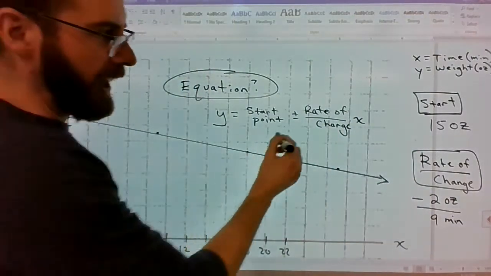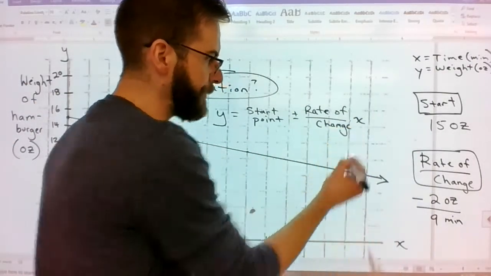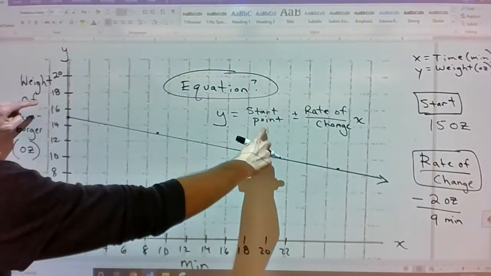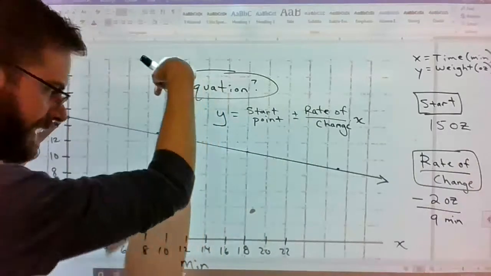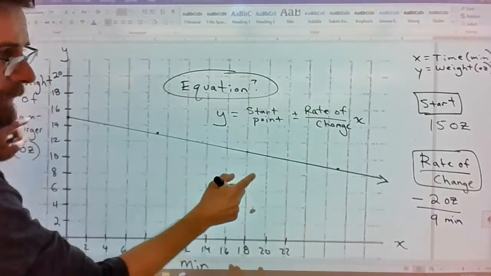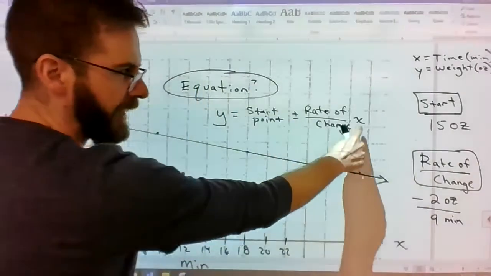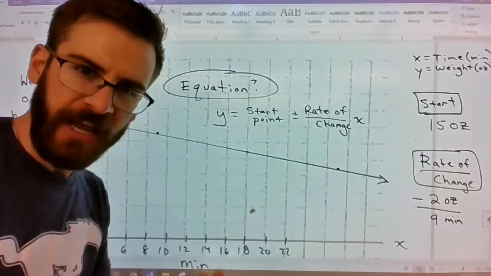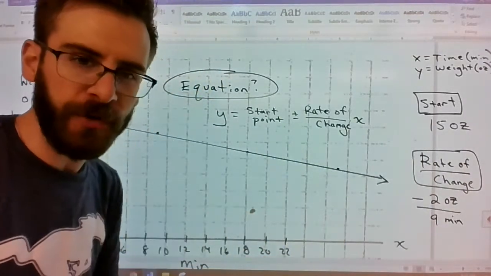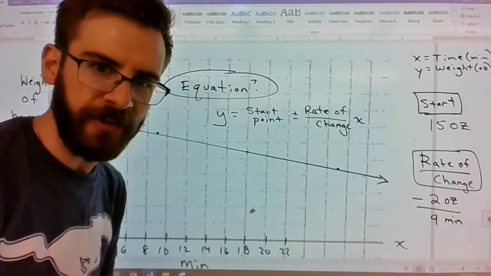So I know I didn't really explain how this is happening, but it seems to me like you're always starting here, and then you subtract if it's going down, you add if it's moving up. You multiply your starting point by x, and you're going to get each point on here. You're going to see how this fleshes out in future lessons. I just want you guys to get a chance to just write the equation.